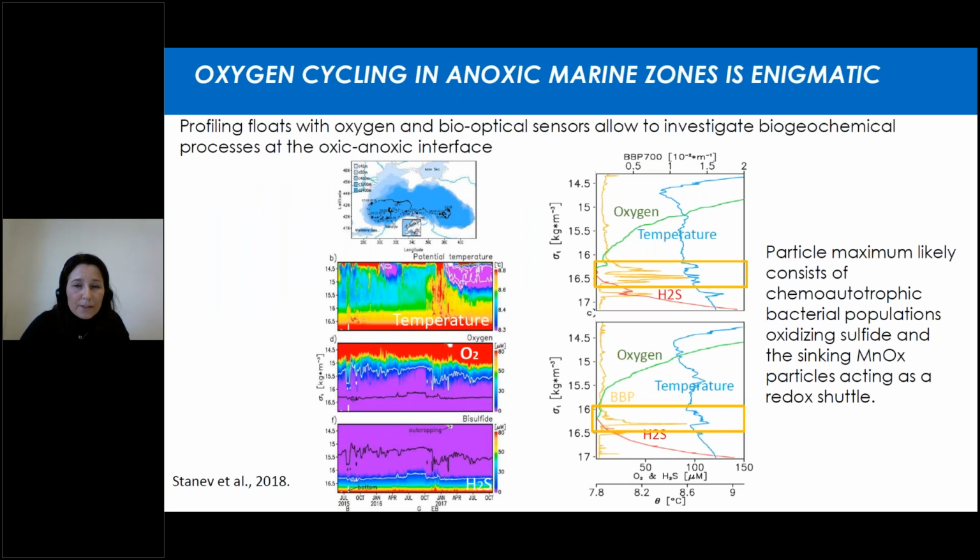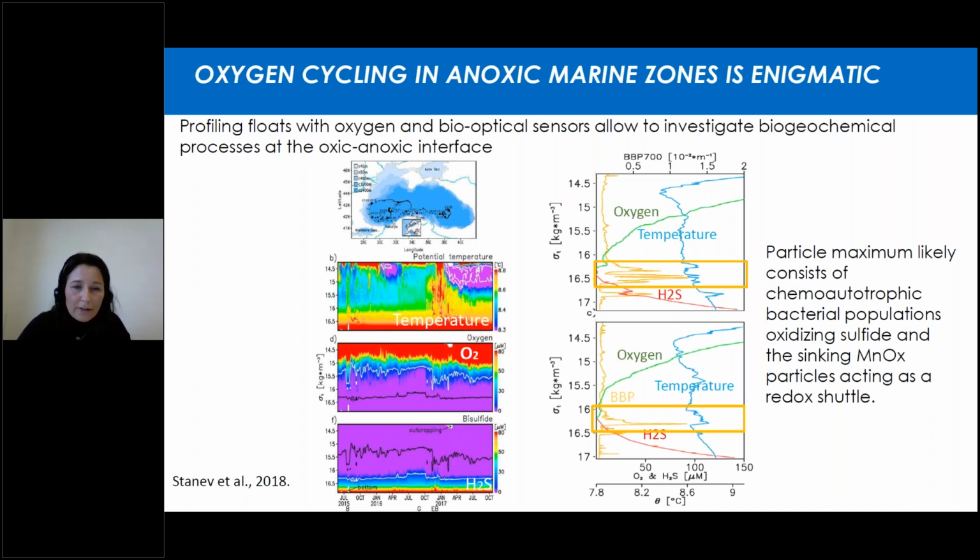So now this oxygen cycling in anoxic marine zones is enigmatic, and here I am taking the example of the Black Sea. In the Black Sea, you do not have oxygen below more or less 120 meters. You have a huge hydrogen sulfide pool. And here in the Black Sea, you have two floats with bio-optical sensors that have been deployed. So you have an oxygen sensor, but in addition, you have a bio-optical sensor in order to investigate what happens in the transition between the oxic and anoxic interface.